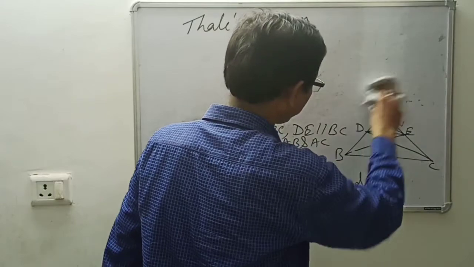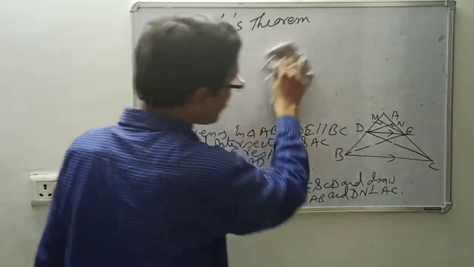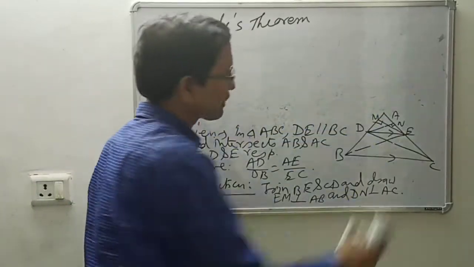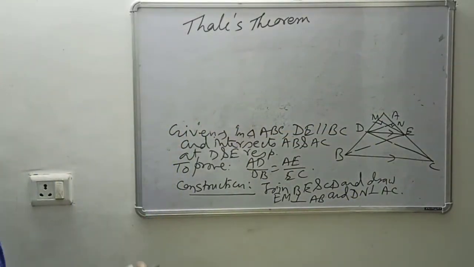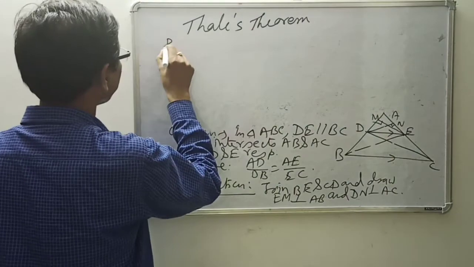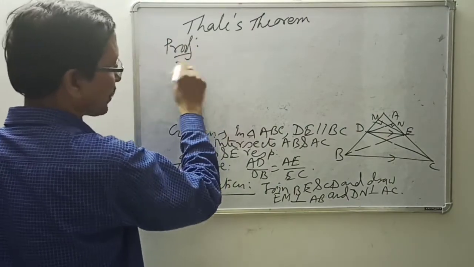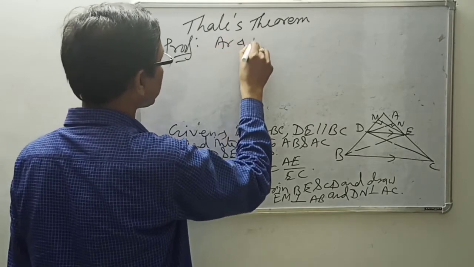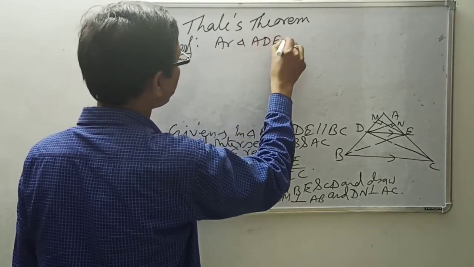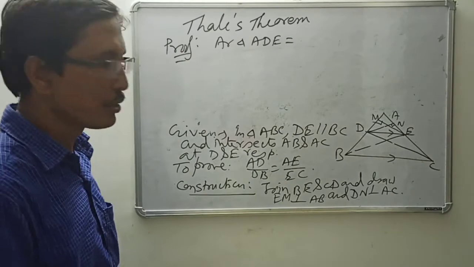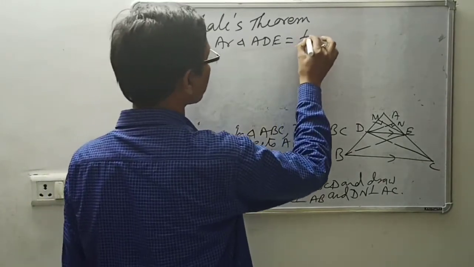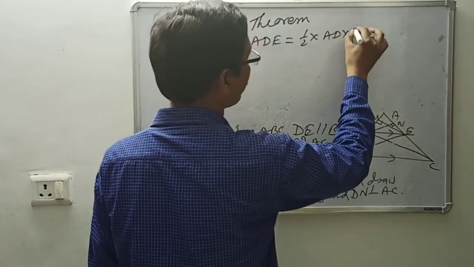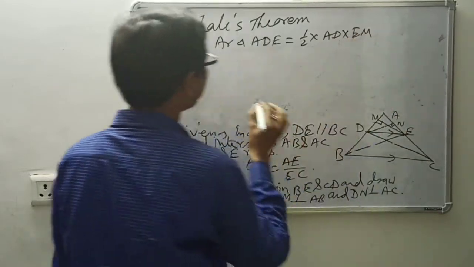So, first of all, see AD, BD, taking those sides as parts of the triangle. In proving this, if you want to take the area of the triangle ADE, it equals half into base into height. So half into AD into EN. Its height is EN.